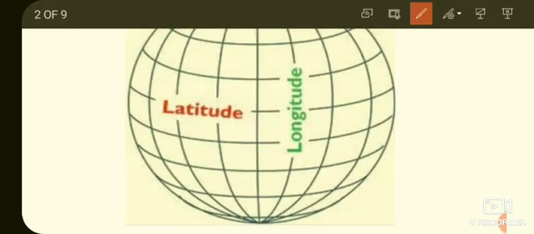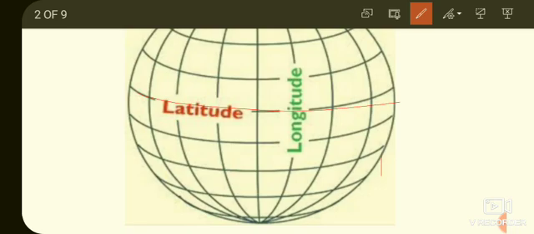So we can see latitude and longitude lines on a globe, and with the help of latitudes we can specify the north position and south position of a place. This is how it happens.